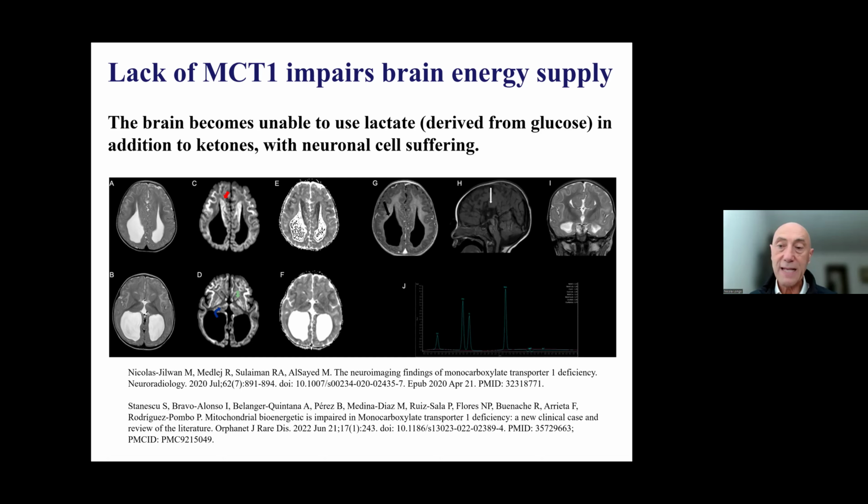Obviously, you can have brain suffering in all of them if you have prolonged fasting that is not treated appropriately. Obviously, if you have prolonged hypoglycemia, then you have secondary brain damage. But this condition can cause brain damage directly because it impairs the utilization of lactic acid and all of the monocarboxylic organic acid.